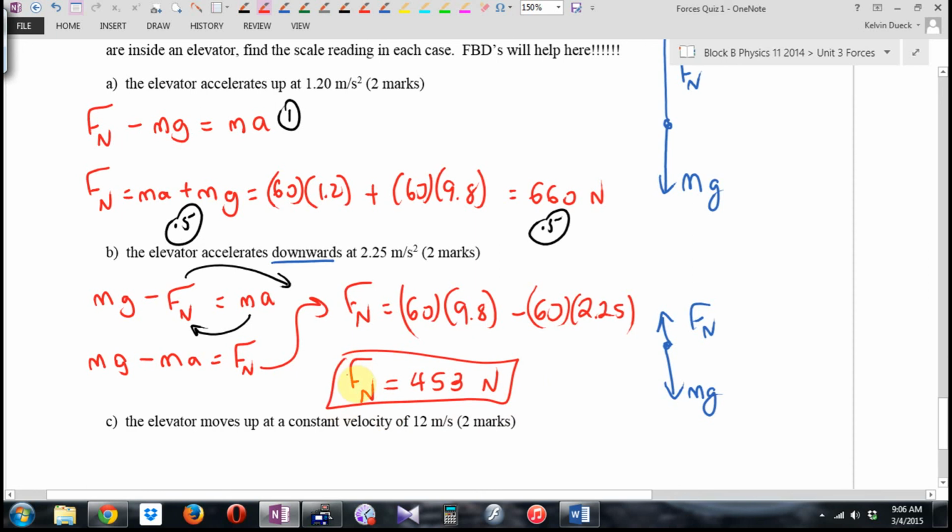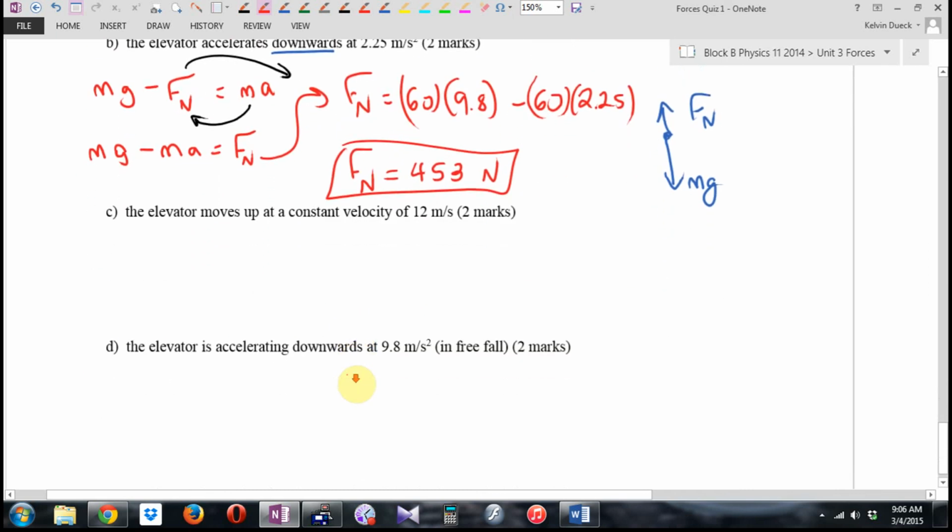Same marking scheme as before. 1 mark for the correct equation, half mark for getting Fn by itself, half mark for the answer. C.